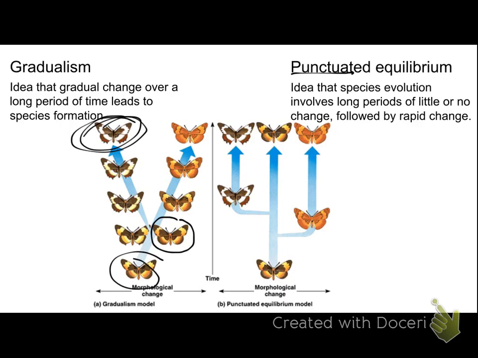What the evidence points to, and remember in science we like evidence, is that it actually happens both ways. It depends on the environment, it depends on the species. It happens both ways. Okay, that is it for this section.